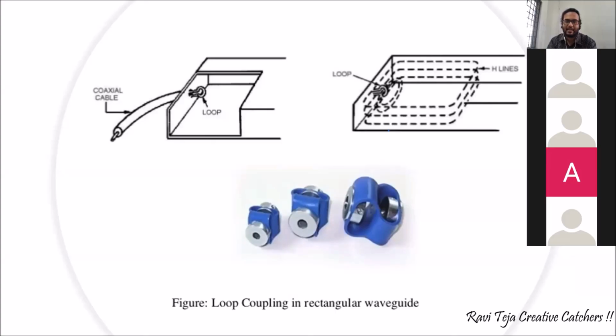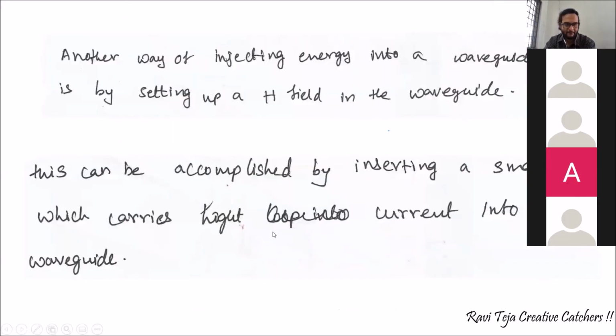Whenever a magnetic field needs to be generated, we need to have a pipe or an antenna kind of structure which is of loop type. So always, coupling loops are used for magnetic field generation, and coupling probes are used for electric field generation. This is how they look.